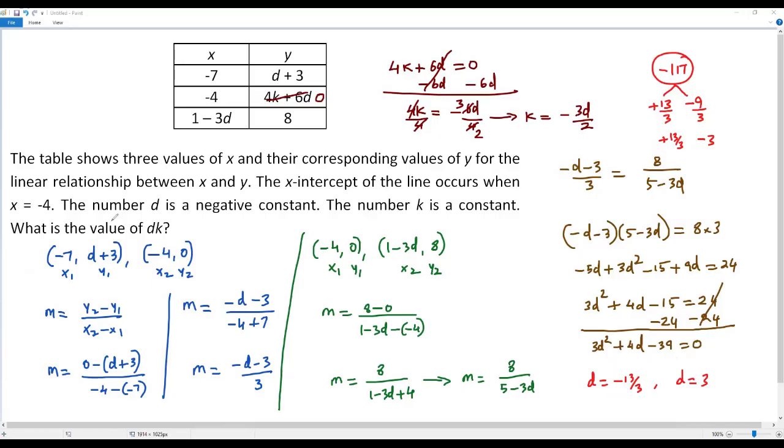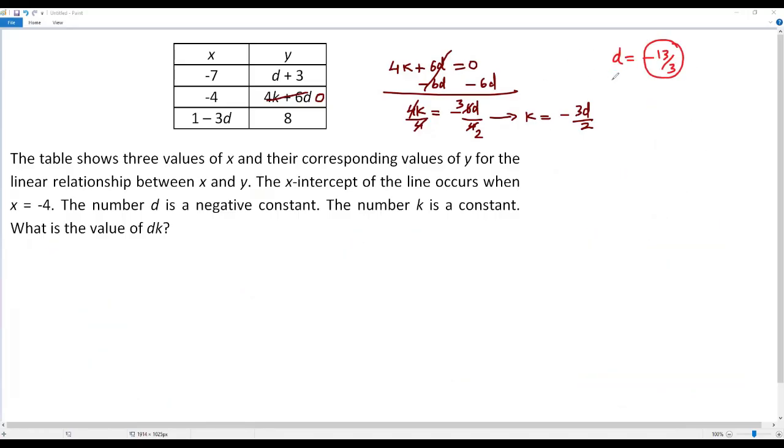But there is an information that number d is a negative constant. Since d is a negative constant, we can reject the positive value of d. We can consider the negative value of d, that is negative 13 over 3. Okay, now let me erase this stuff and continue the problem. Let's plug in this value negative 13 over 3 for d over here to get the value of k. Okay, let me do it.